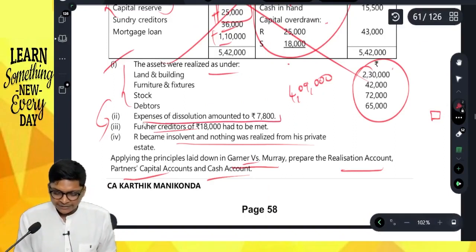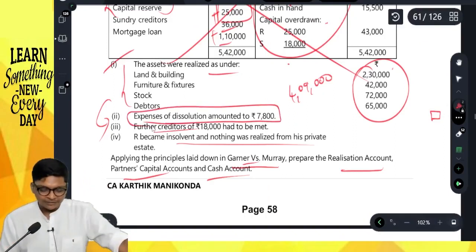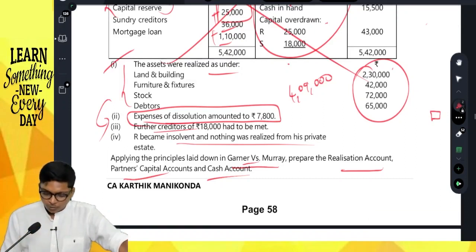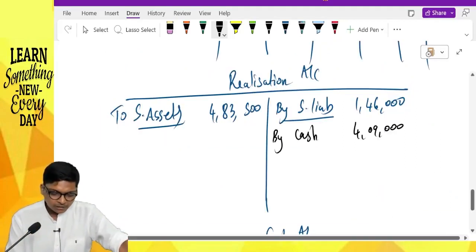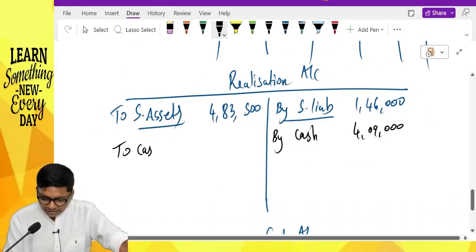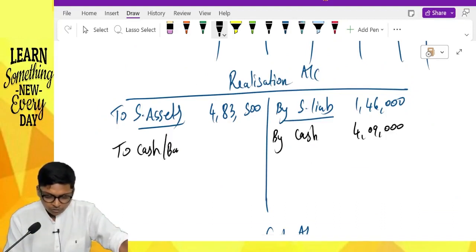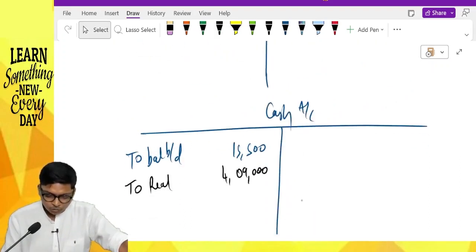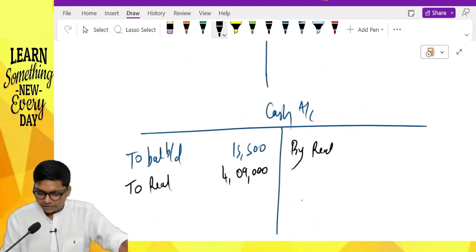This everybody knows, guys. Come on, teach me. I don't know what this expense of realization entry is, guys. Realization account debit, to cash or bank, whatever. How much? 7,800. To cash or bank, either one. 7,800. You write correctly, guys. So, by realization expense 7,800.